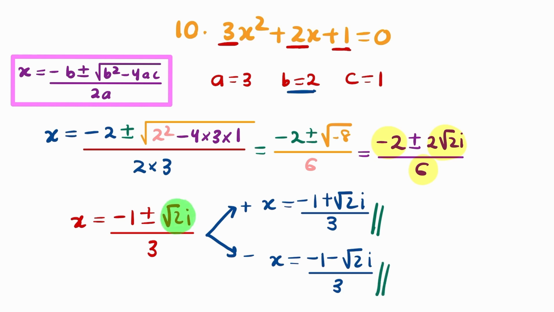But because we get an imaginary number here, square root of 2 i, it is an imaginary number. We can say that this equation has no real roots. This equation has no real roots because the solutions to these equations are not actual numbers. They are just imaginary numbers. They don't exist in real life. So there are no real solutions to this equation.